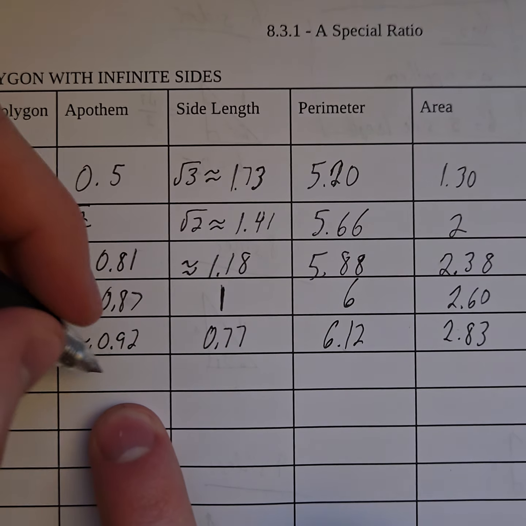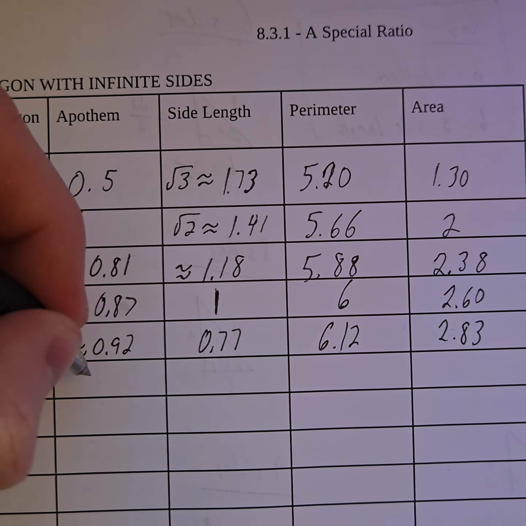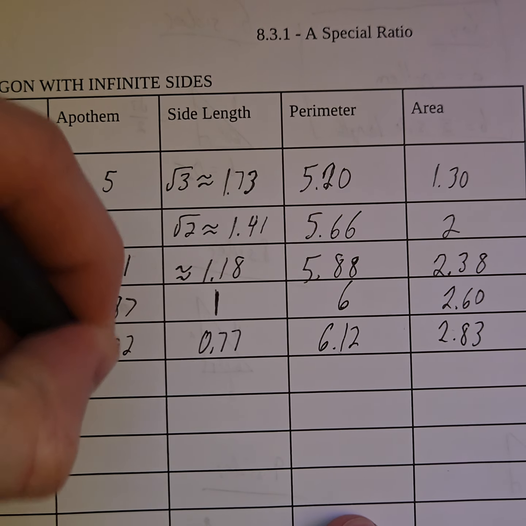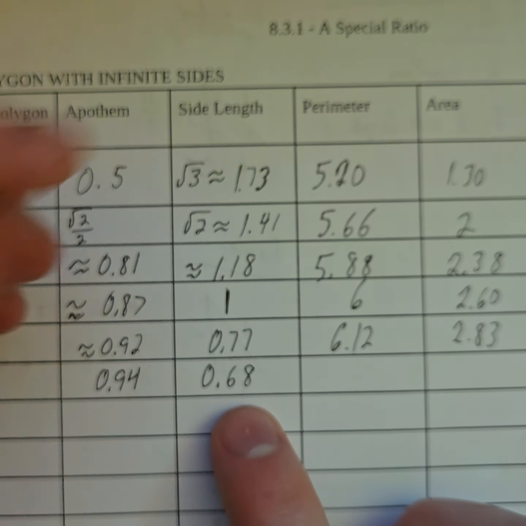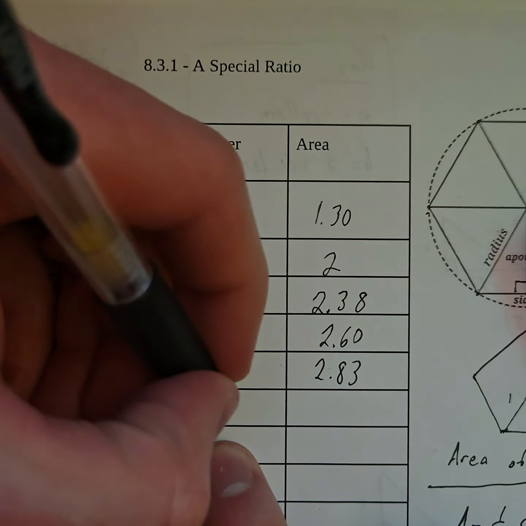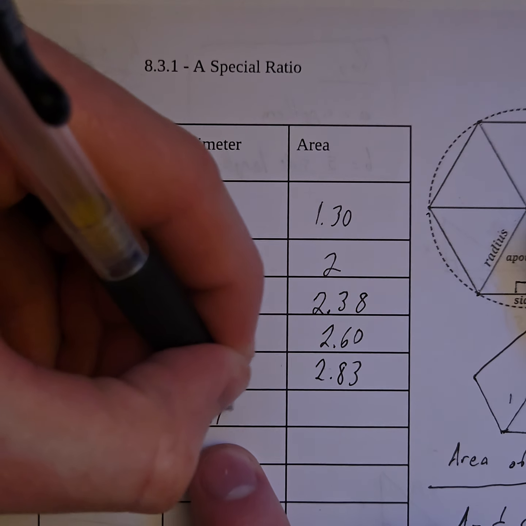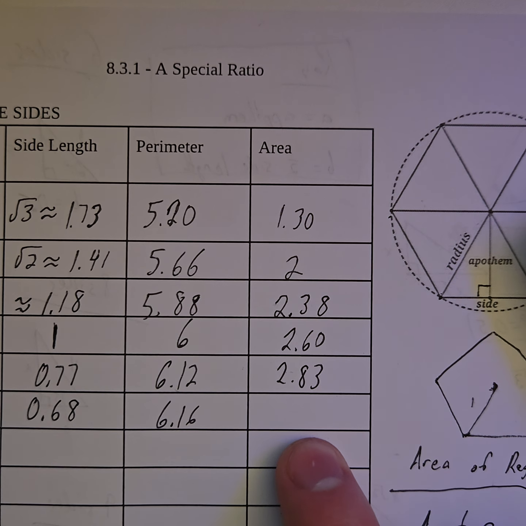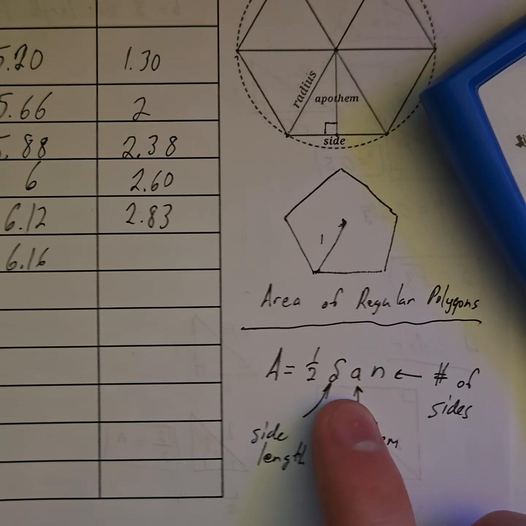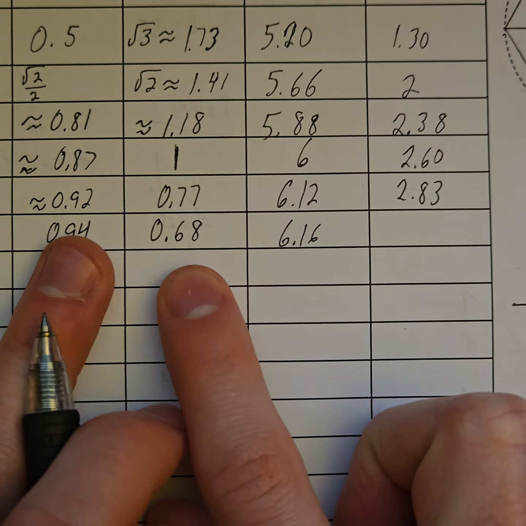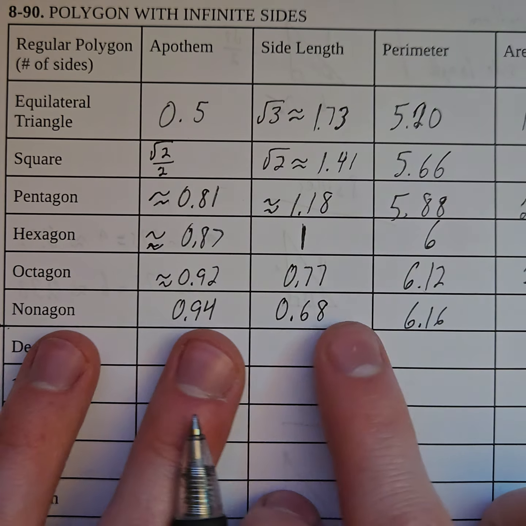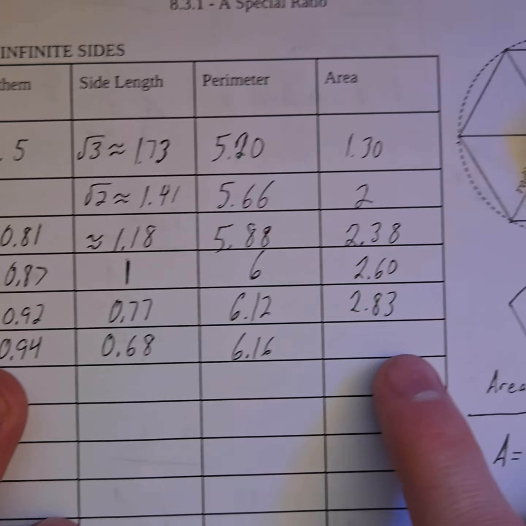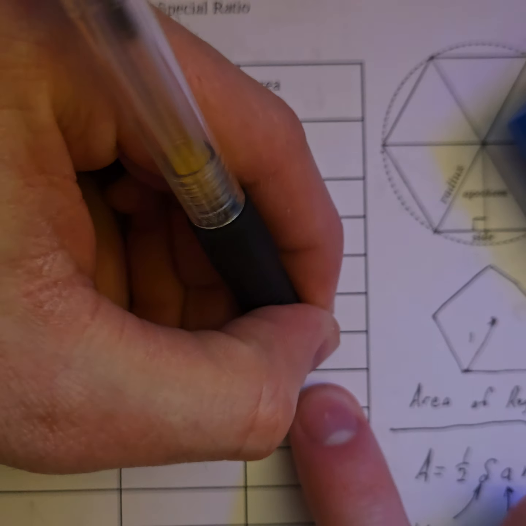Okay. All right, so let's go back to the front. So for our nonagon, the apothem was around 0.94. Our side length, we got 0.68. Take that times 9 for your perimeter and you get 6.16. And then your area, if you plug everything into your formula here, and again, you can just use these numbers, guys. So use your apothem, use your side length, number of sides is 9. Take those 3 numbers, times them together, times a half, and you should get around 2.89.